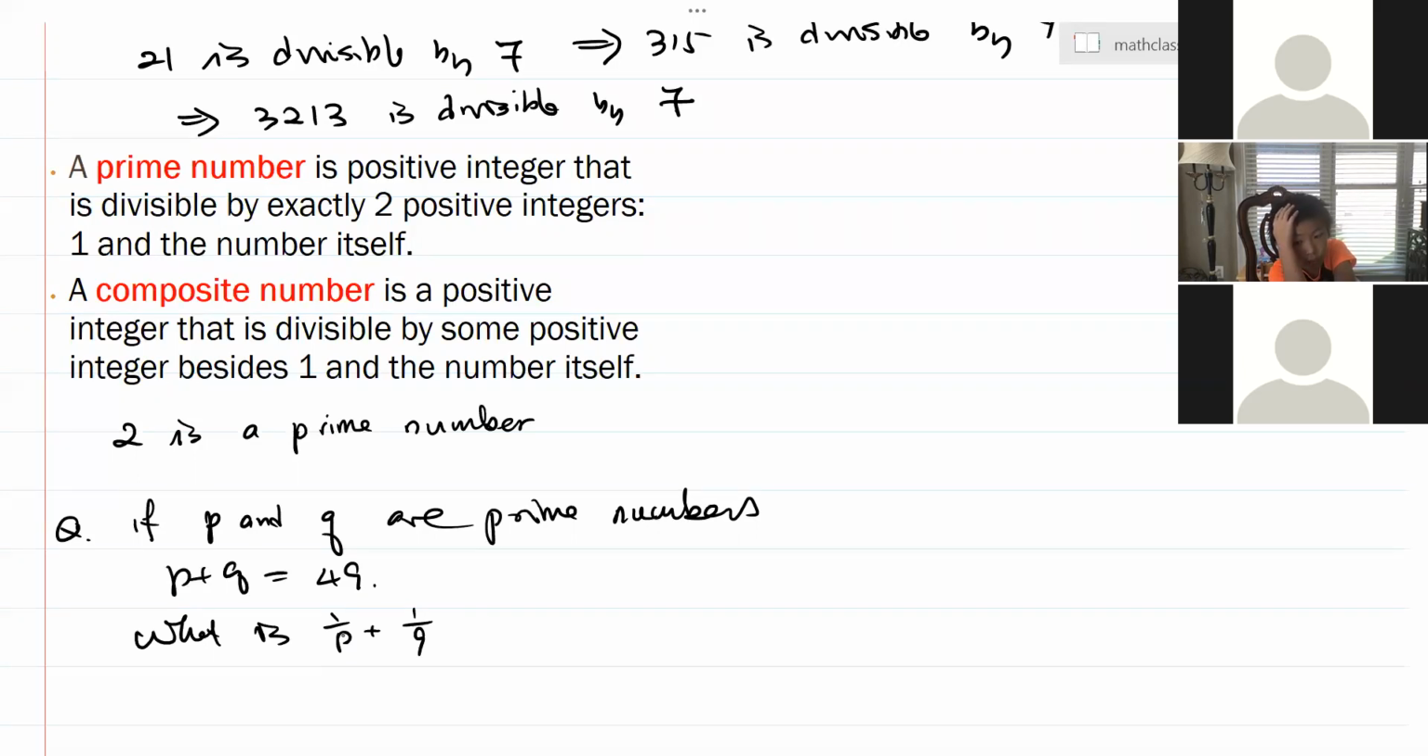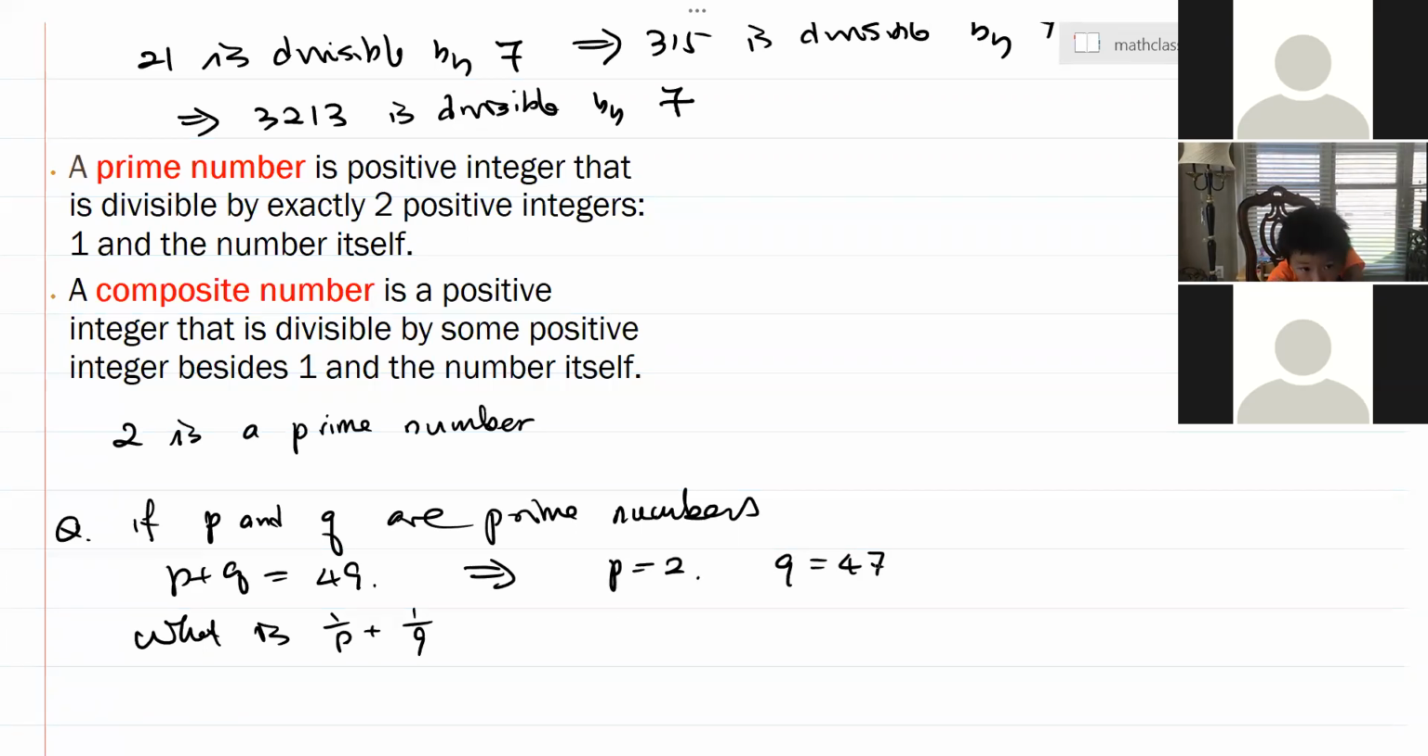So think about prime numbers. If both prime numbers are odd numbers, the sum must be even. So now here the sum is 49. You only have one equation. So this really implies P equals 2, and then Q must be 47. That's the only solution you can get, because 2 is a prime number.